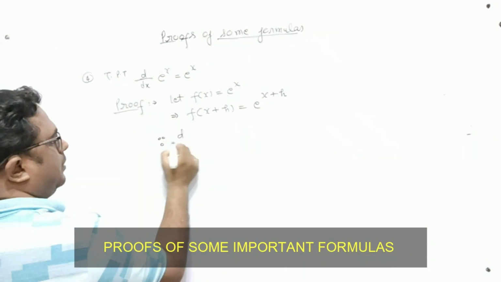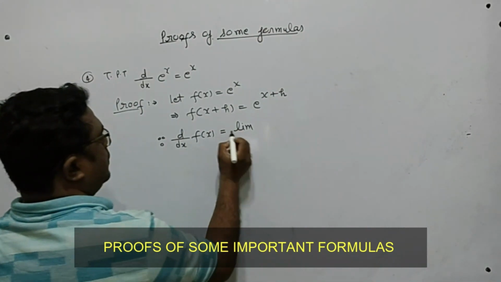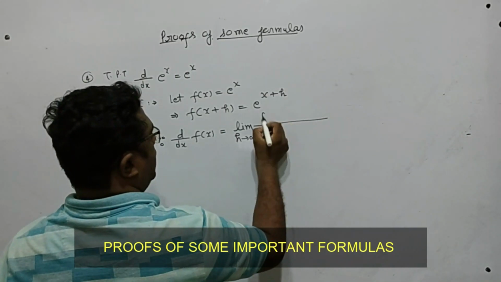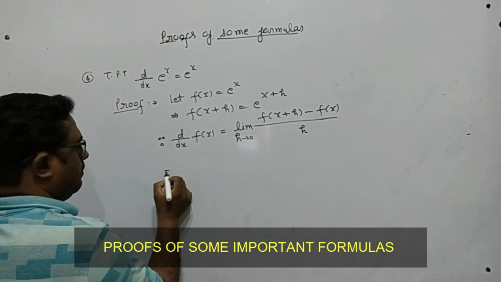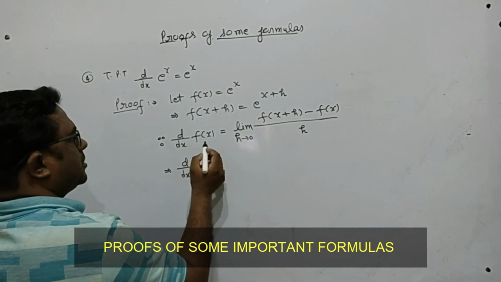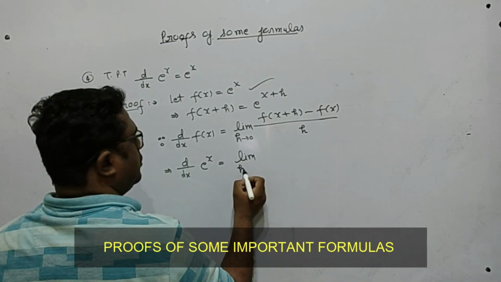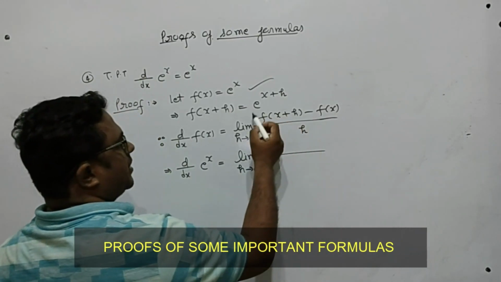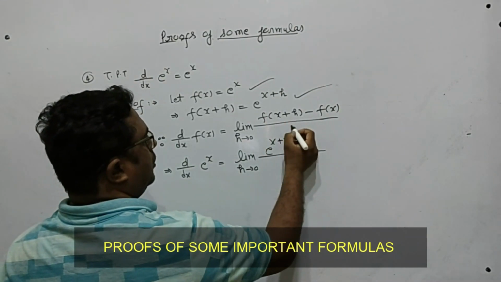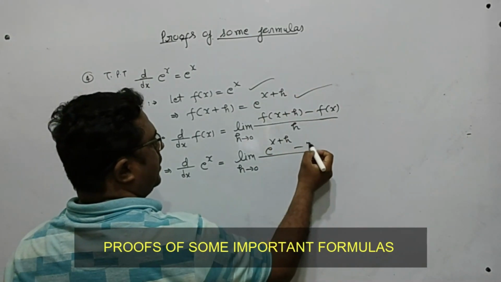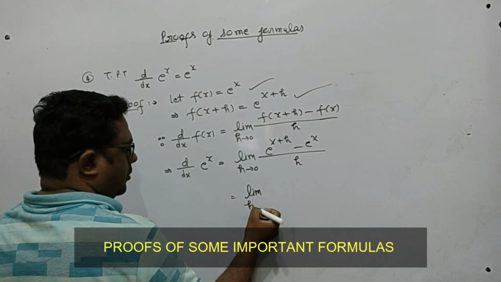What is the formula of first principle? dy/dx of f(x) is equal to limit h tending to 0 of [f(x+h) minus f(x)] upon h. Implies that dy/dx of, what is the value of f(x)? e^x. Limit h tending to 0. What is the value of f(x+h)? You see here, e^(x+h) minus, and what is the value of f(x)? e^x, upon h.